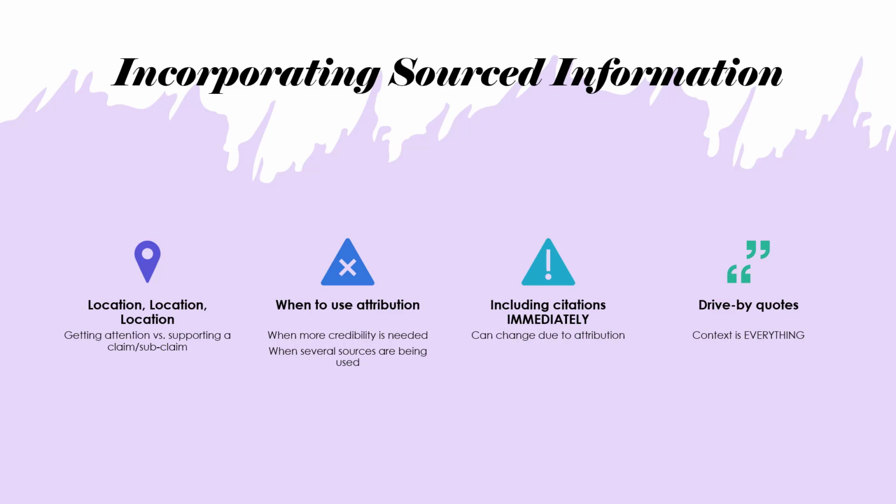So when we are getting ready to write our paragraphs for our essay and we are going to be incorporating source information, there are 4 things we need to keep in mind. First is location. Where am I going to stick the sourced information? Sometimes it's going to work really well at the very beginning because it'll help get attention, especially if it's like a startling statistic or a very heart-rending emotional story or case study. A lot of times that will happen at the beginning of an introduction, for example.